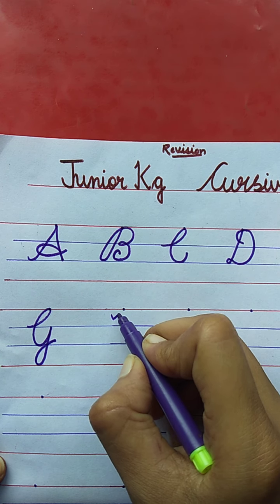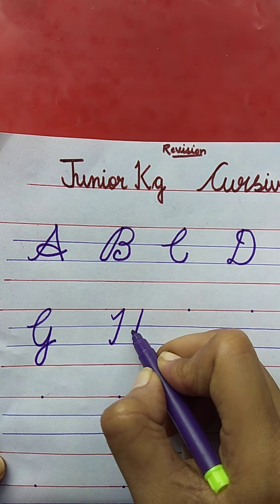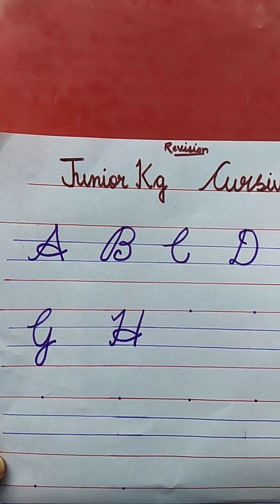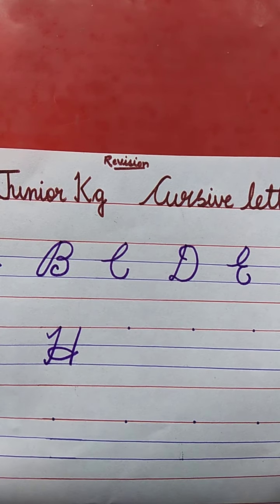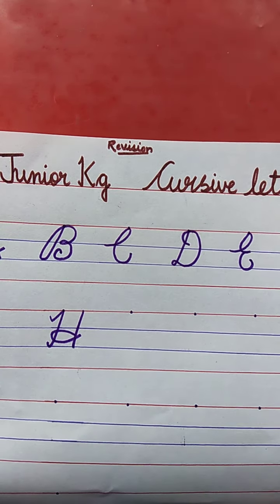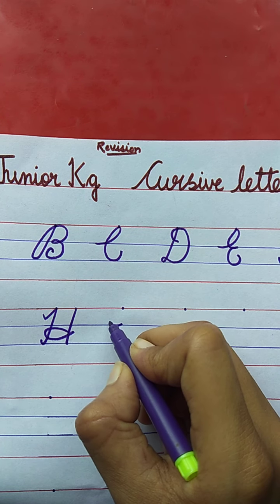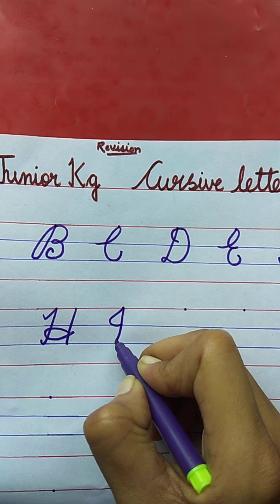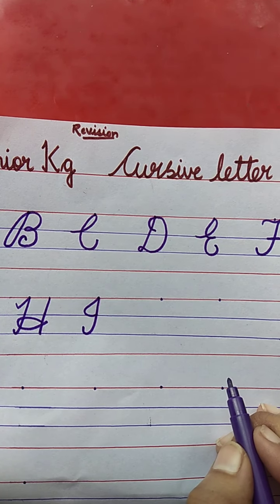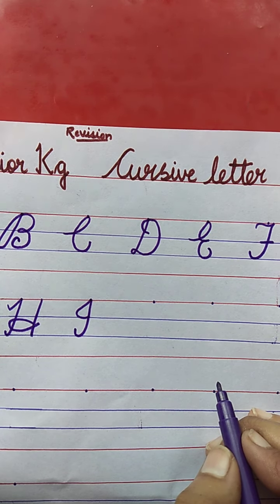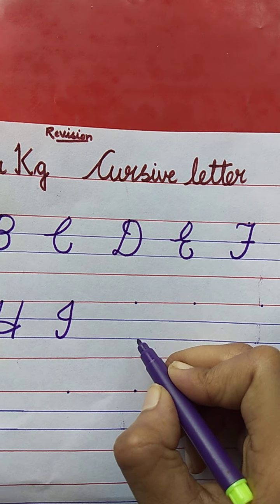Now tell me the next letter. H. H for house. See here. Two slanting lines and loop. H for house. The spelling of house is H-O-U-S-E. House. Now the next letter is I. I for igloo. See here. I for igloo. The spelling of igloo is I-G-L-O-O. Igloo.